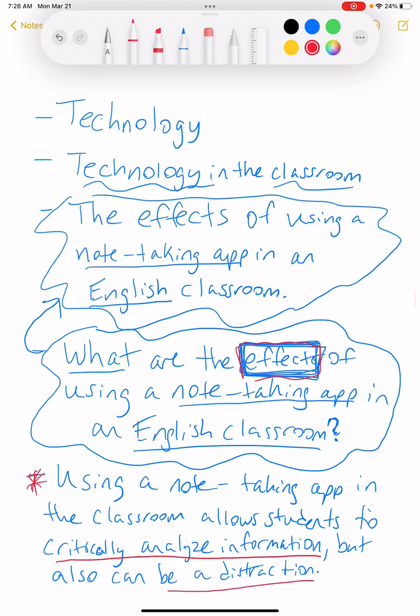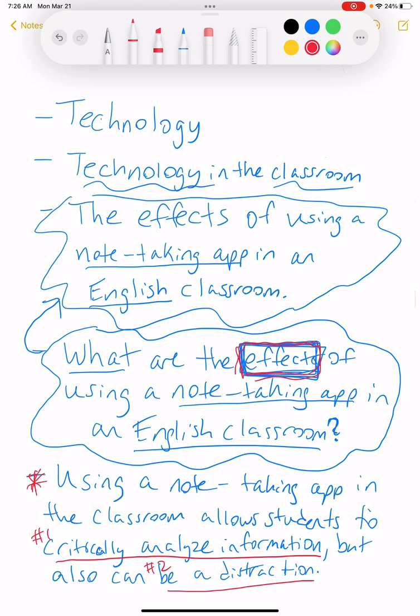So this would be viewpoint number 1 in my essay. This would be viewpoint number 2. If I only wrote about viewpoint 1, it would be an argument essay, because I would be arguing that the app is a benefit and that's it. But I need to have a balance. It's an unbiased research essay, so I need 2 different perspectives.